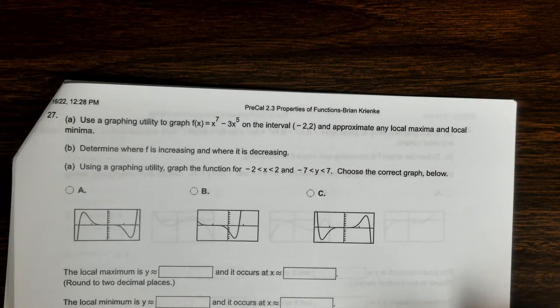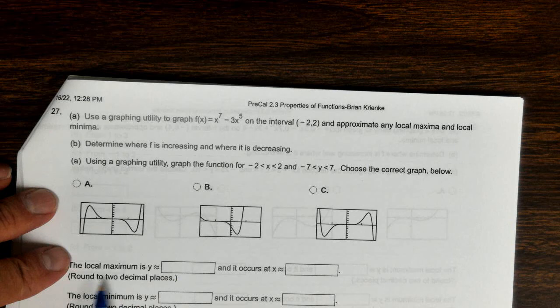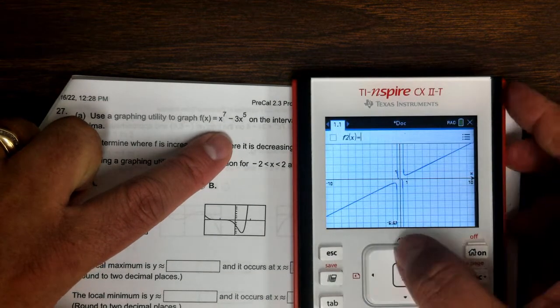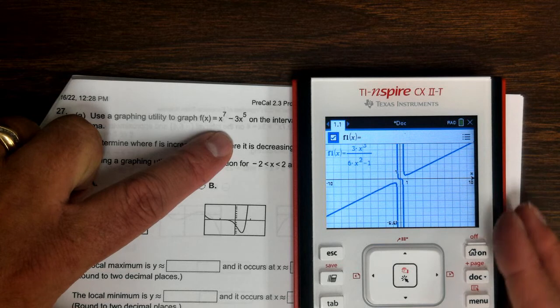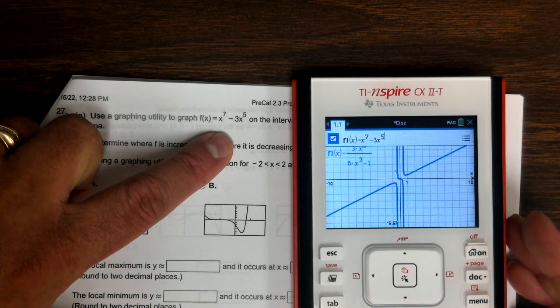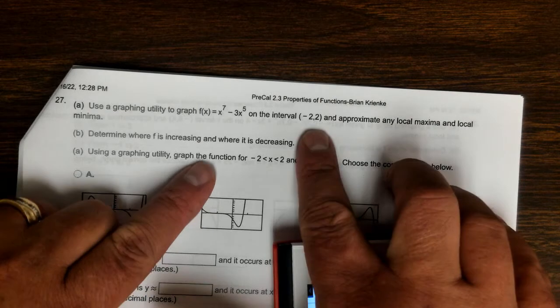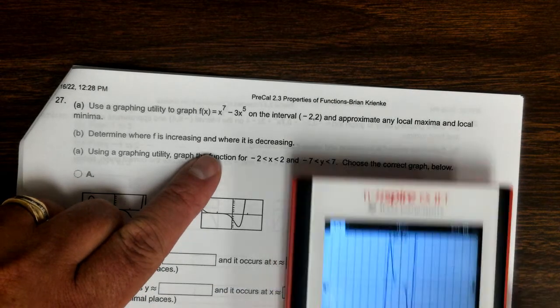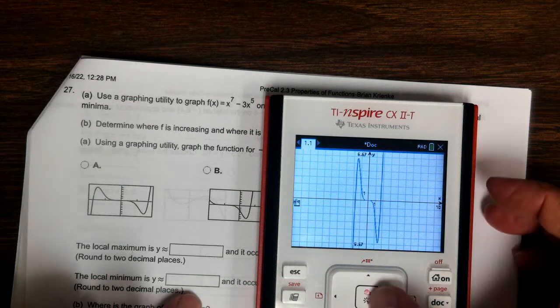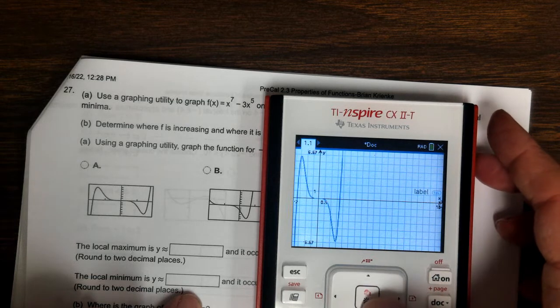Okay, this one. Now on this one you have to use your calculator, and they want you to round to 2 decimal places. First we want to graph it. Okay, there's the graph. Now it really just cares about or wants the information on -2 to 2. And so if you really wanted to, you could do something like this, -2 to 2.